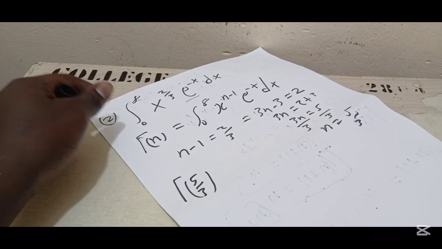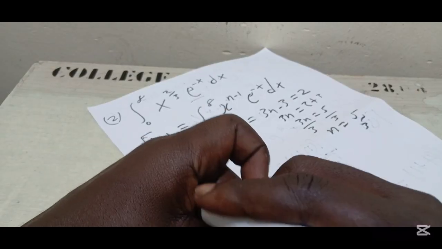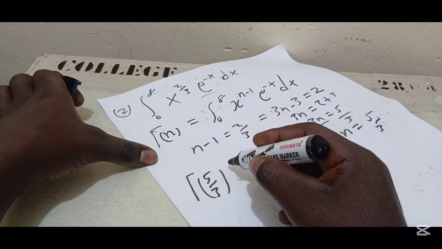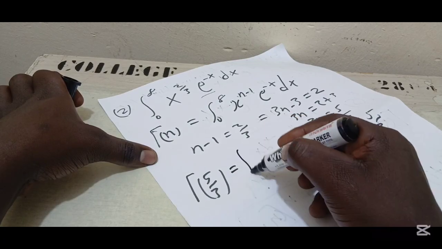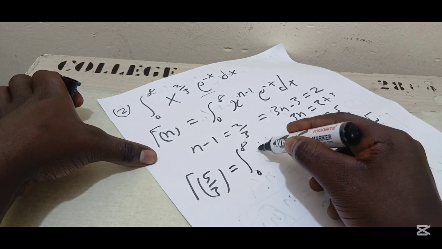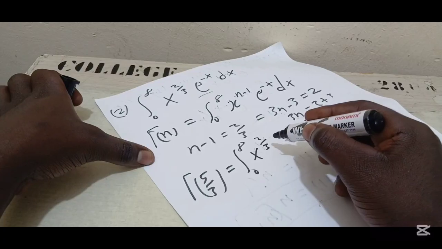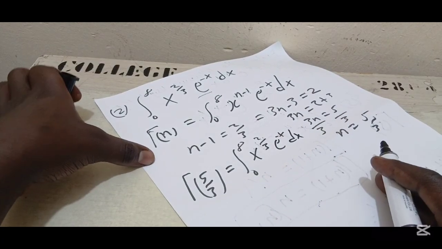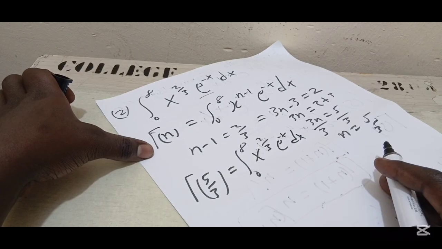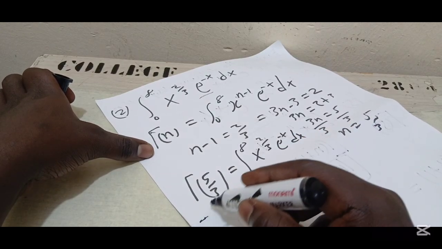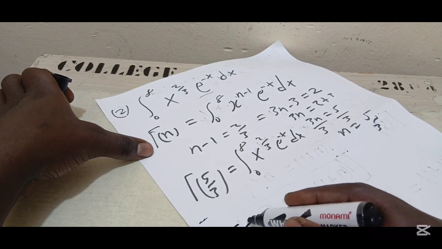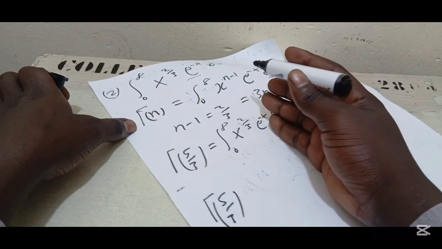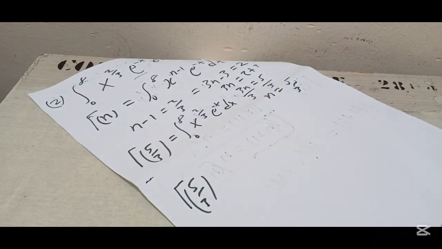So how do we solve gamma 5 on 3? This is to say that gamma 5 on 3 is the same as the integral from 0 to infinity of x to the power 2 on 3 e to the power minus x dx. You see that? So now, from here, we forget about it, and just go ahead and solve for gamma 5 on 3.